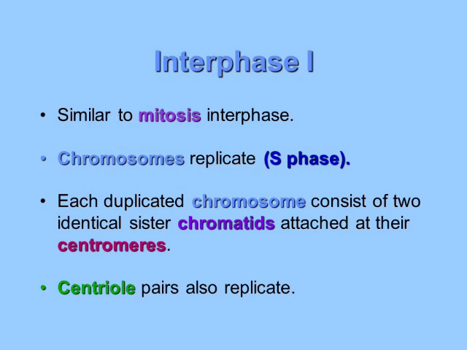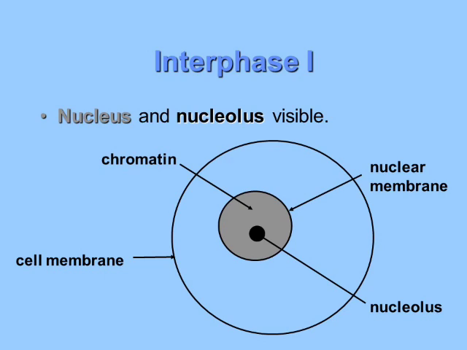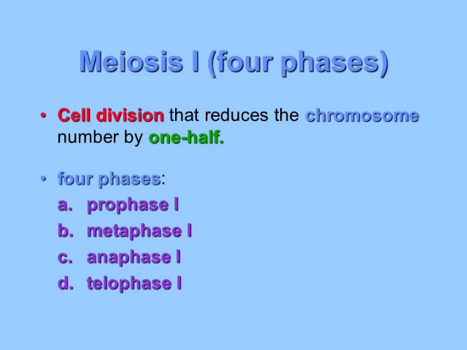In interphase I, similar to mitosis interphase, chromosomes replicate. Each duplicated chromosome consists of two identical sister chromatids attached at their centromere. Centriole pairs also replicate. Before entering meiosis I, a cell must first go through interphase. This is the same interphase that occurs before mitosis. Let's go to meiosis I, cell division that reduces the chromosome number by 1/2. It has four phases: prophase I, metaphase I, anaphase I, and telophase I.